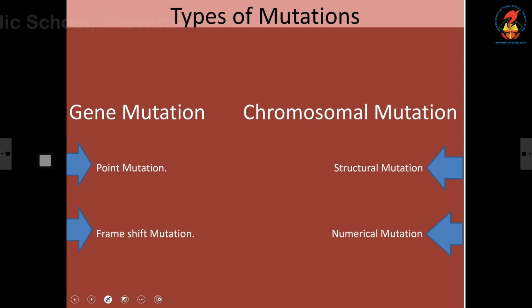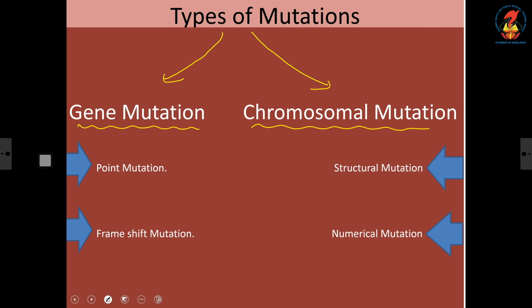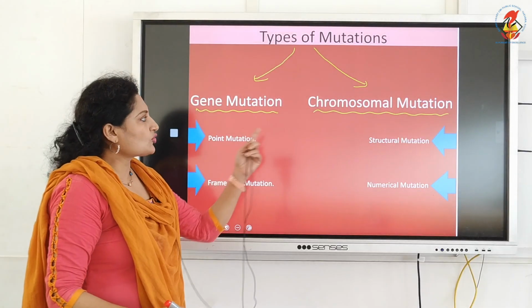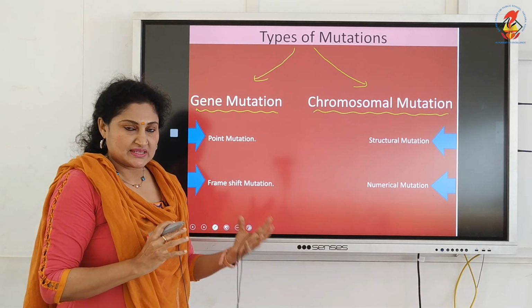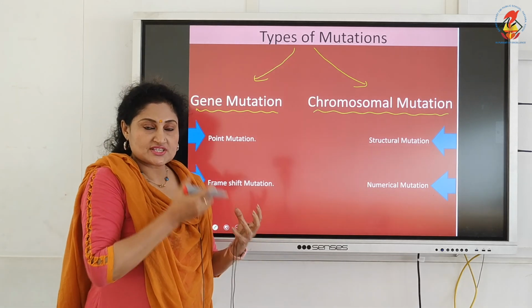Types of mutations. Basically, there are two types. They are gene mutations and chromosomal mutations. Gene mutation is at the gene level and chromosomal mutation is at the chromosomal level. You know what is a gene? Basic structure of the or segments of the DNA.